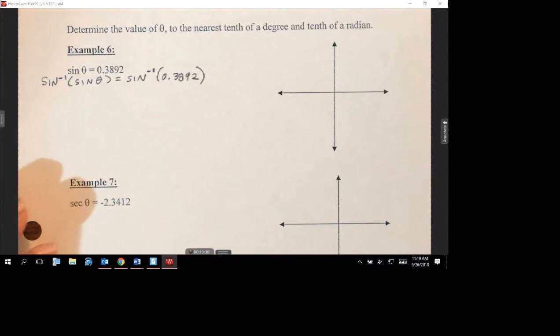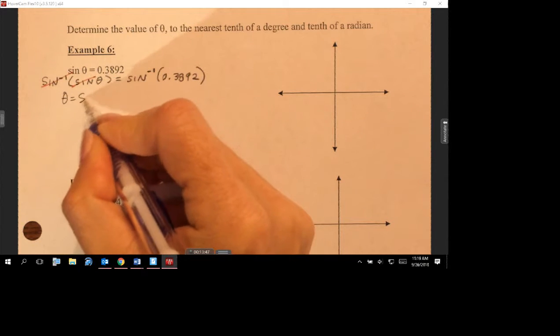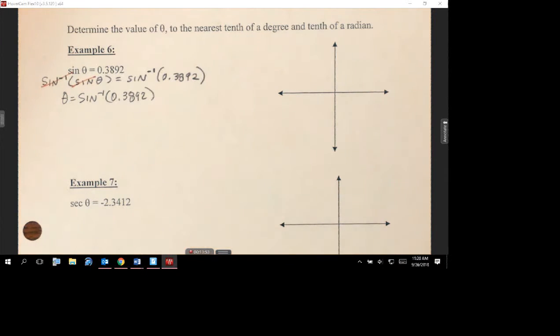So I have to take the sine inverse of both sides. That means I can cancel out my sine with my sine, and I just get theta. On the other side, I have inverse sine of 0.3892. So that would be one that I don't know. This is where I have to use my calculator.